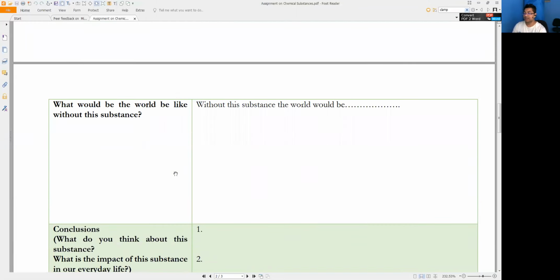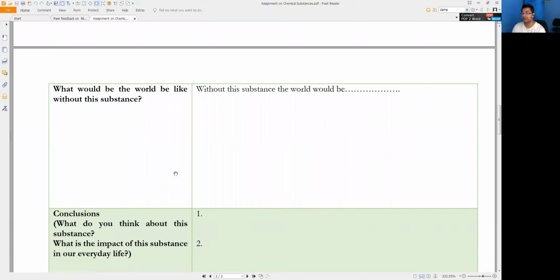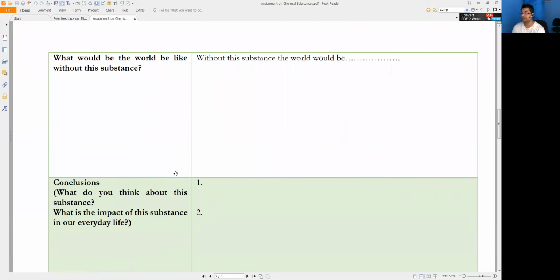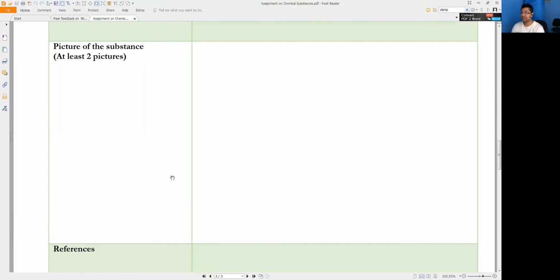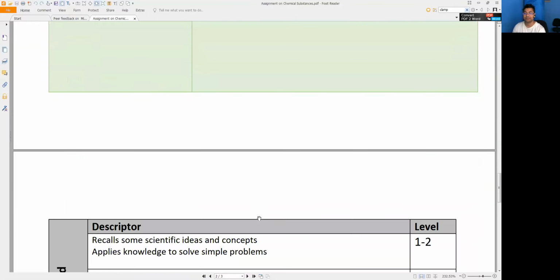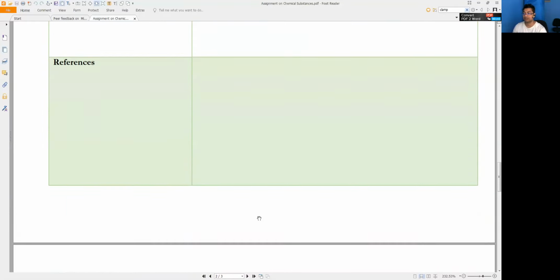Okay, the next question, what would it be like without this substance in this world? How does it look like? And after that, you need to conclude with 2 sentences. What do you think about this substance, and what is the impact of this substance in our everyday life? Then you need to copy and paste a photo, but remember, when you copy and paste, you need to give some reference from where you did copy and paste. And also you can put many references here.